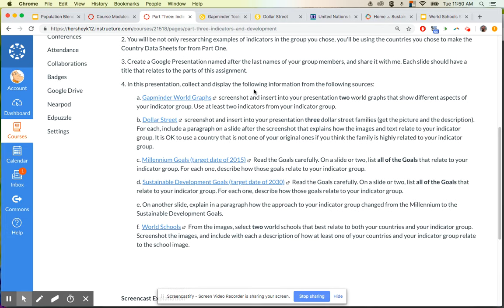So in the presentation, collect and display the following information from the following sources. The first one is Gapminder World Graph. Screenshot and insert into your presentation 2 world graphs that show different aspects of your indicator group. Use at least 2 indicators from your indicator group.